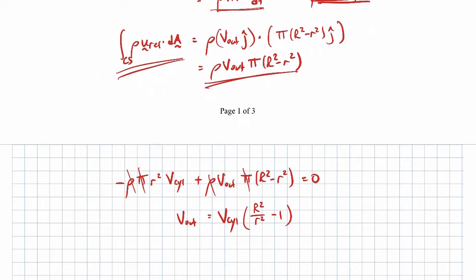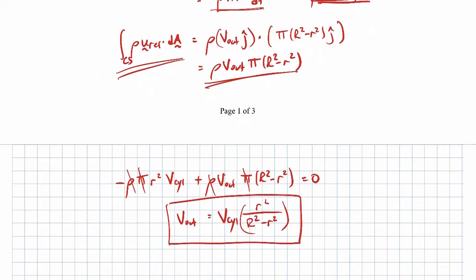Let me just double check. Actually, I have it flipped the other way. Sorry about that. It should be little r squared over capital R squared minus little r squared. Yes, that is now correct. So that's my velocity out.